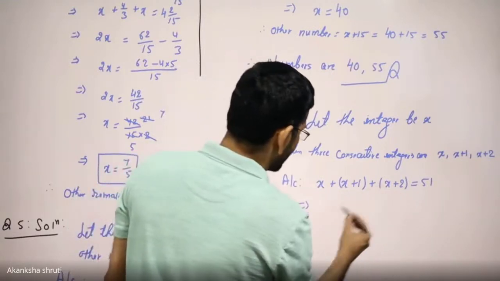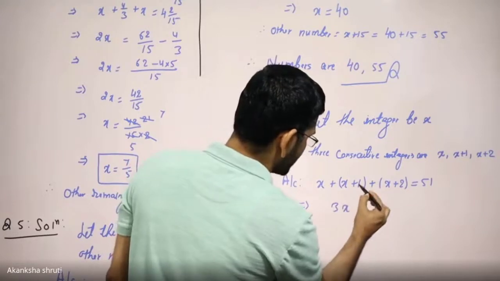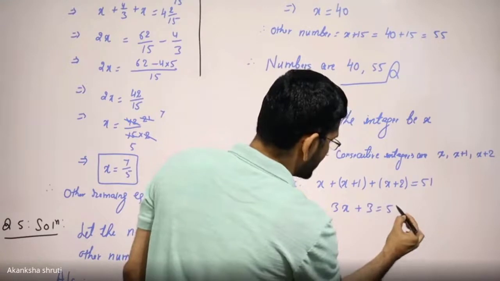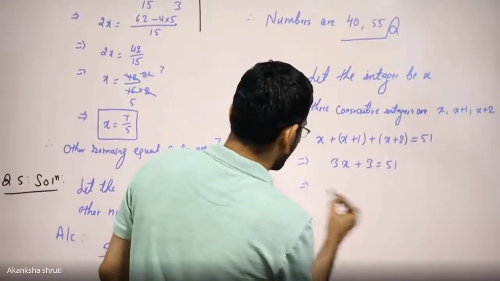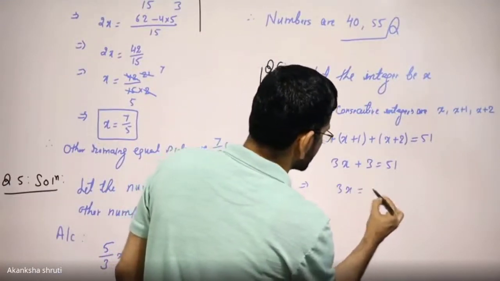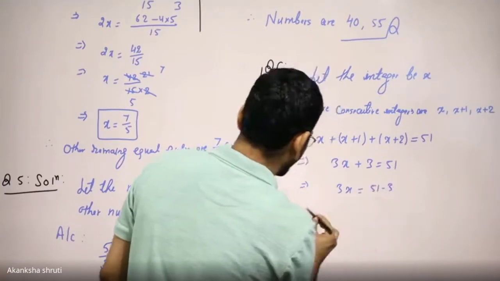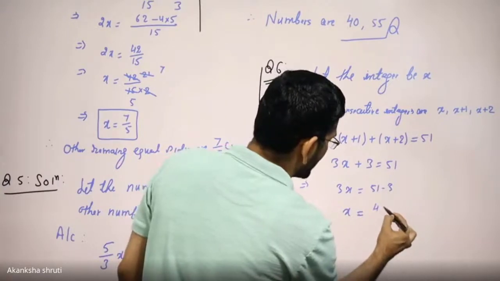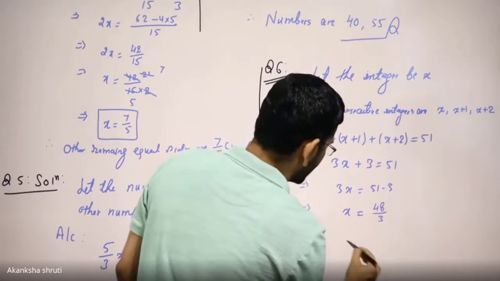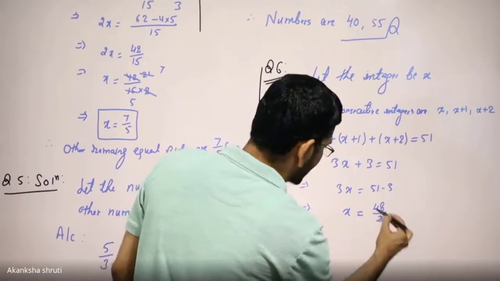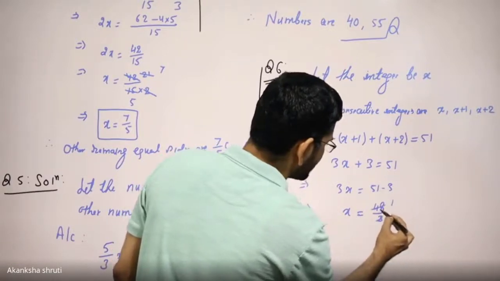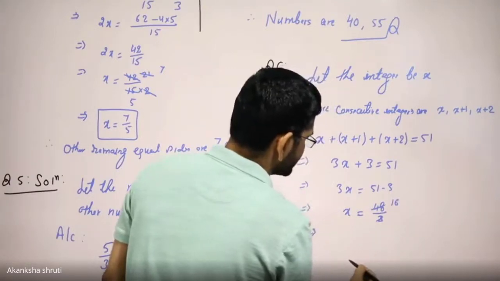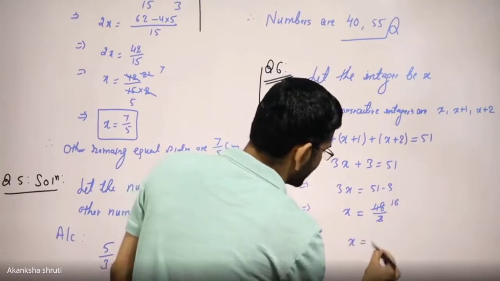x and x, it becomes 3x. 1 plus 2 is 3, so 3x is equal to 51. Here 3x is equal to 51 minus 3. This x becomes 48 by 3. Dividing or cancelling the common factor, 1 time, then 16, we get 16. So x is 16.